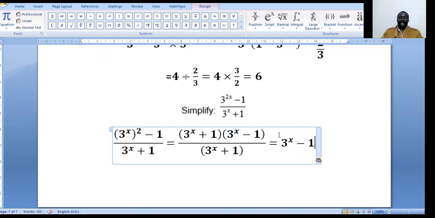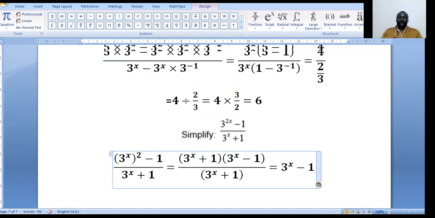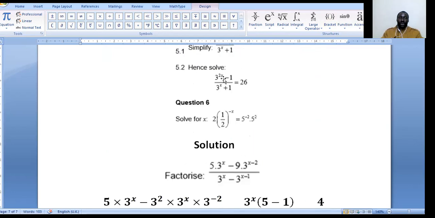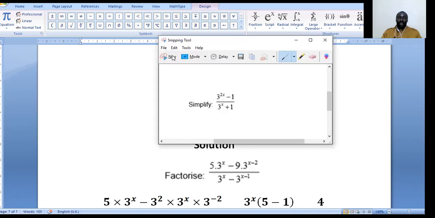That's the final answer of this, if it's to be simplified. Now, the next thing we want to look at is to solve this equals to 26. All right, they said hence solve. Okay, hence solve.